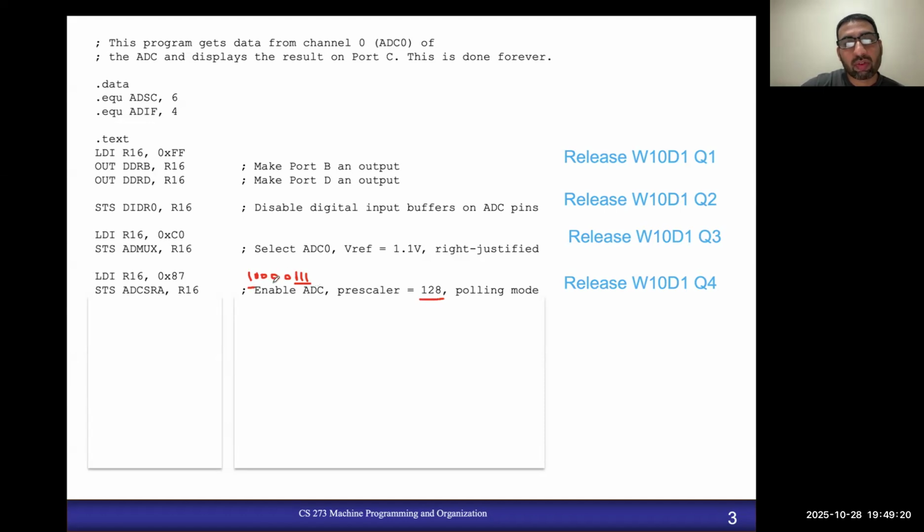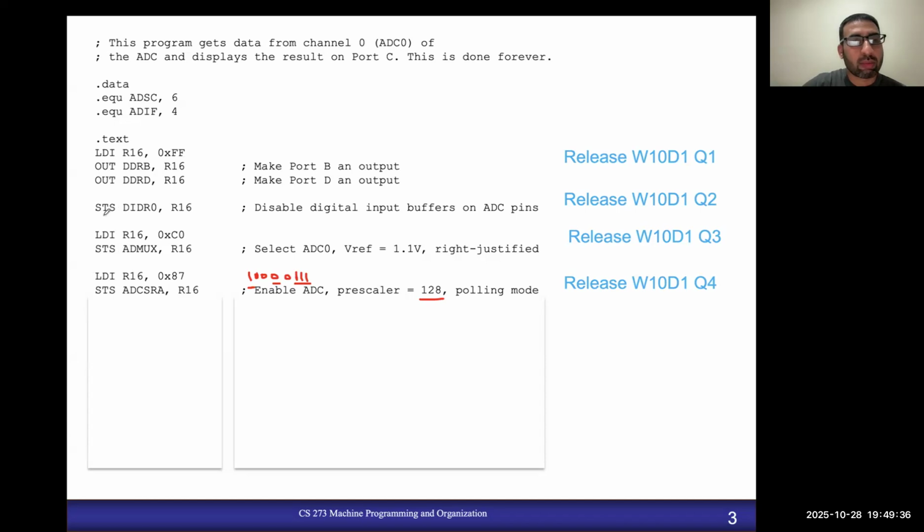Because this is the fourth bit, which I guess is used to specify the polling mode, whether you want to enable the interrupt or not. So if you don't want to enable interrupt, you keep the bit 0, right? And we said we want to use the polling mode in this example.